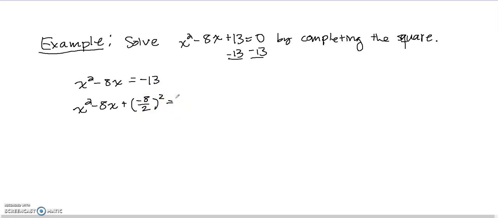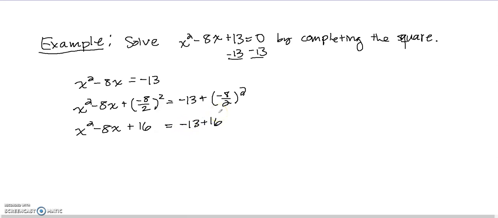And you could simplify it first. I'm just leaving it that way so you can see that it looks like a b over 2. So this is going to be negative 13 plus negative 8 over 2 quantity squared. So negative 8 over 2 is actually negative 4, and negative 4 squared is 16. So really this is x squared minus 8x plus 16, and that'll equal negative 13 plus 16.